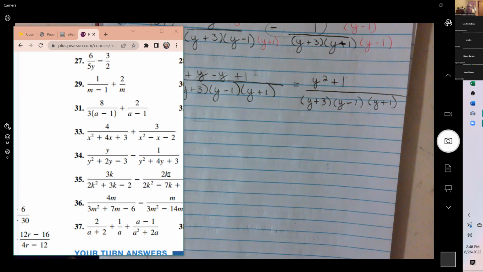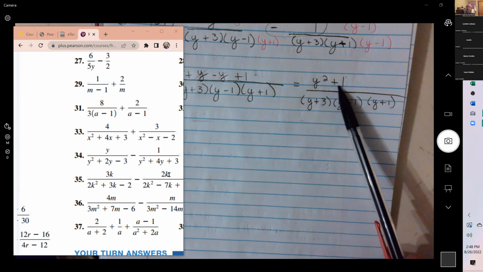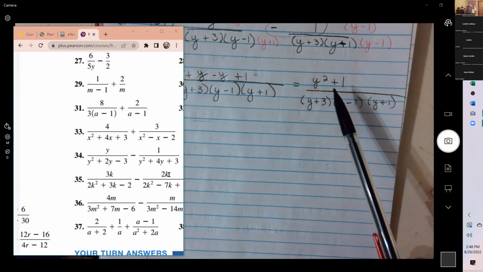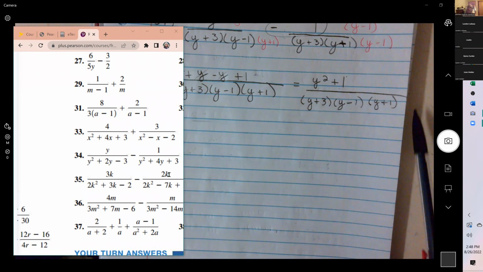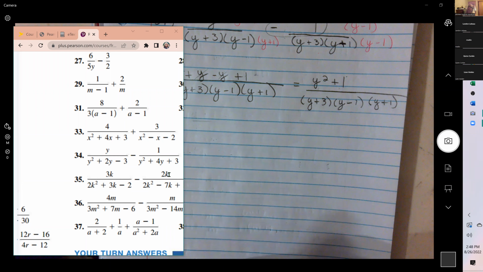Now, what you need to be careful of, this is a +1, so this will not factor as perfect squares. If it was a -1, it would. But because it's a +1, it does not factor. It cannot simplify any further. Any questions on that?